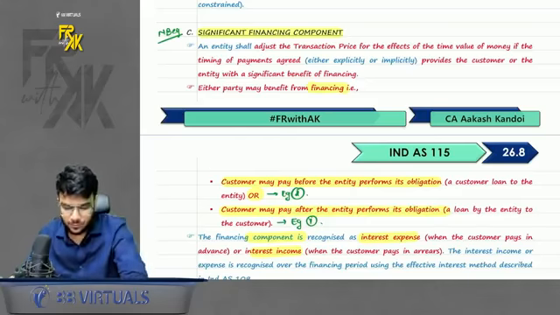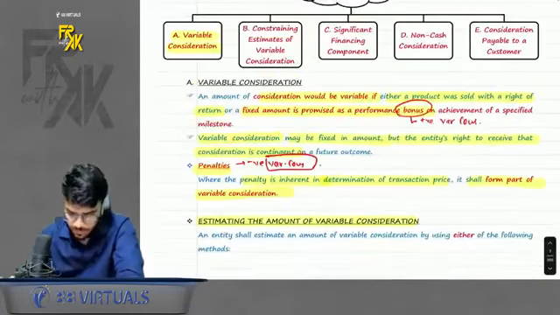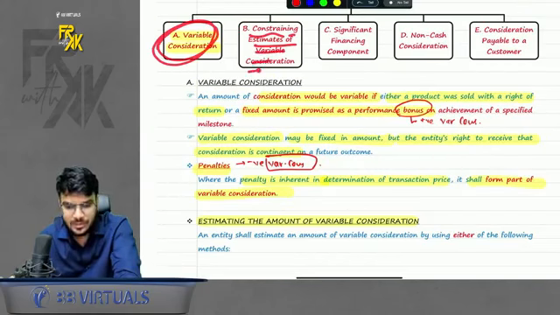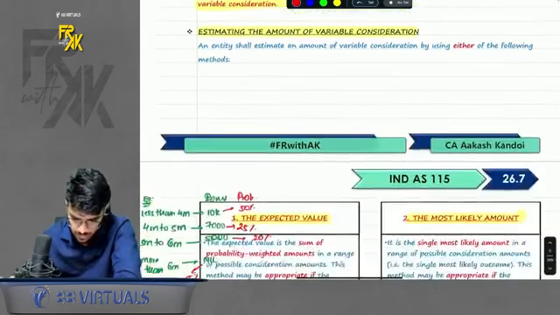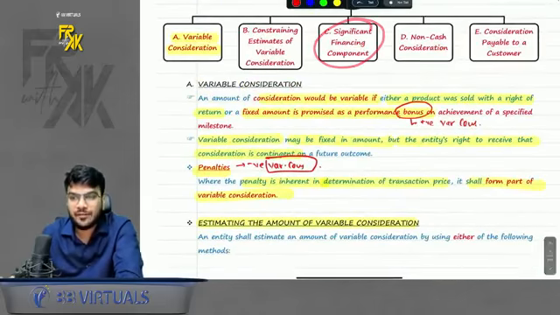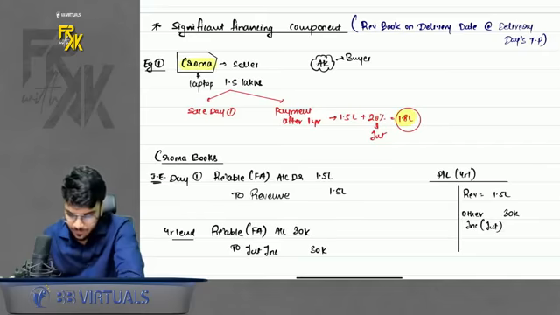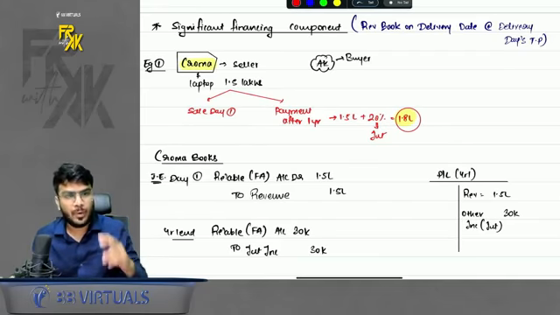So guys, let's continue. We had revised till this point. The variable consideration and constraining estimates of variable consideration. We did till here. Now the next revision point is significant financing component. Now what is the meaning of significant financing component? Please have a look here. Basically, if you remember, I gave two examples to you.